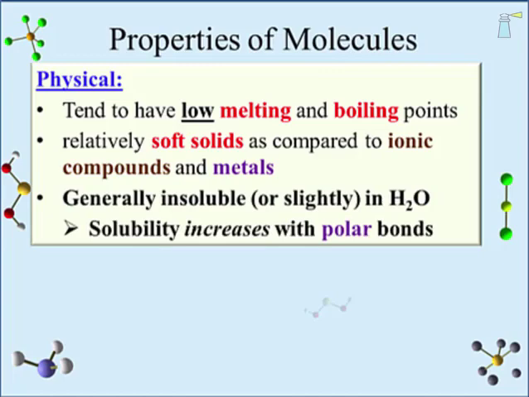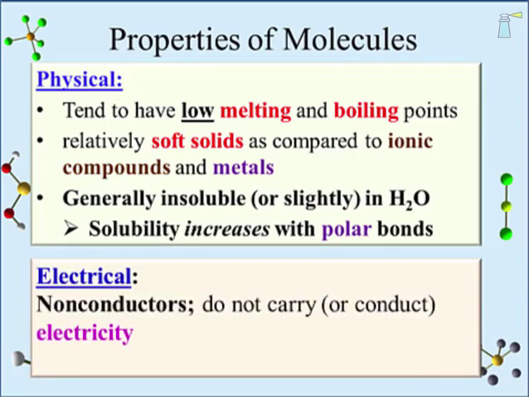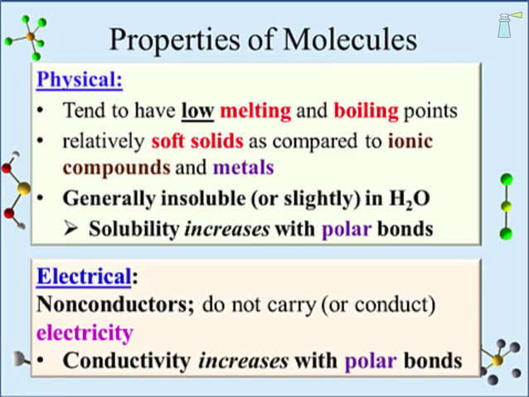Importantly, the solubility of a molecule increases with the number of polar covalent bonds. Another property used to describe compounds is their capacity to carry electricity. Molecules are considered non-conductors because they are not good at carrying or conducting electricity. And as we saw with solubility, conductivity increases with the number of polar covalent bonds, although the increase is relatively small.